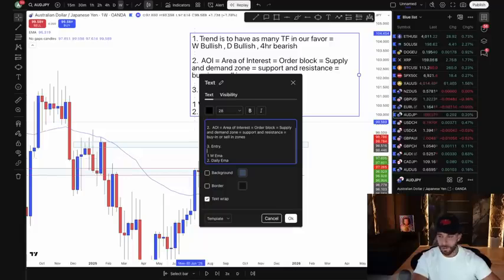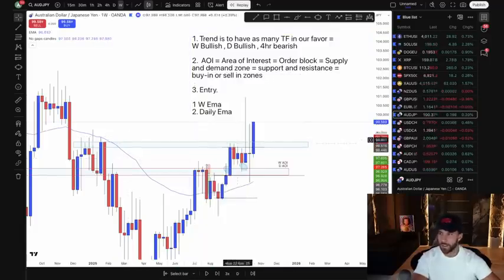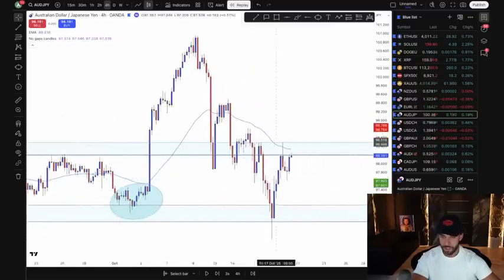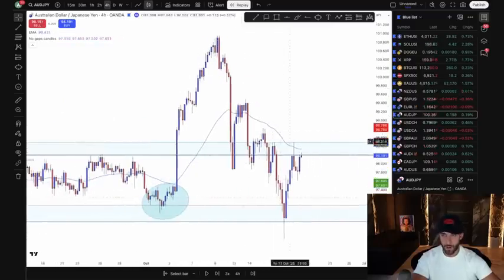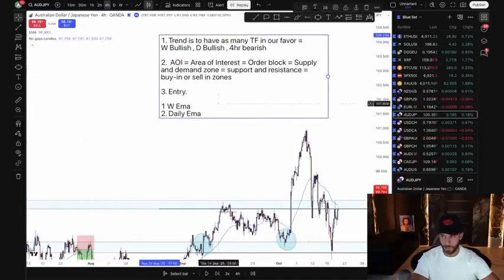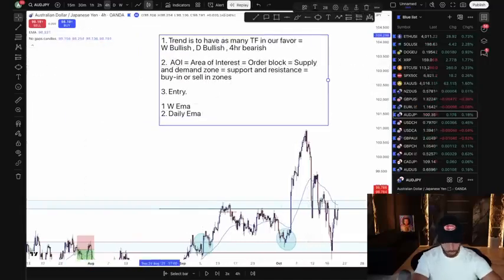So we have one weekly EMA tap, two daily EMA tap. Let's see what the 4 hour is doing. At the time of us being interested in this trade, we're actually below the 4 hour. So we don't have the 4 hour EMA tap. So right here, we do not add the 4 hour.